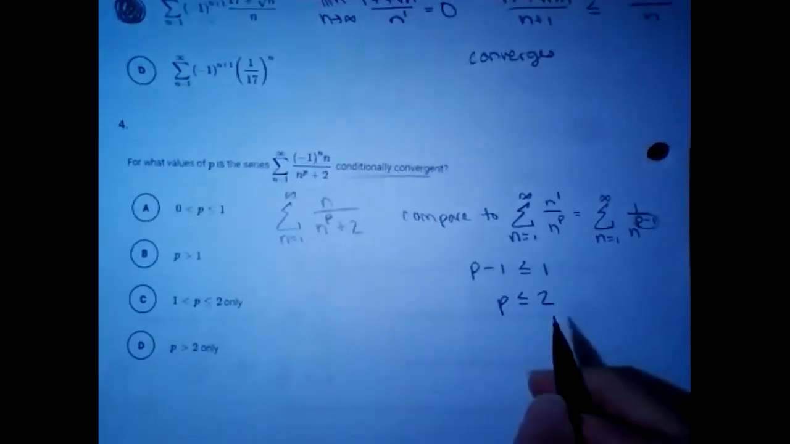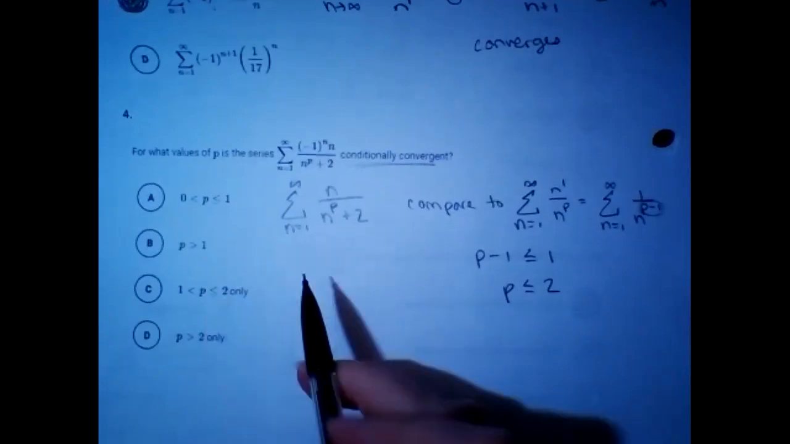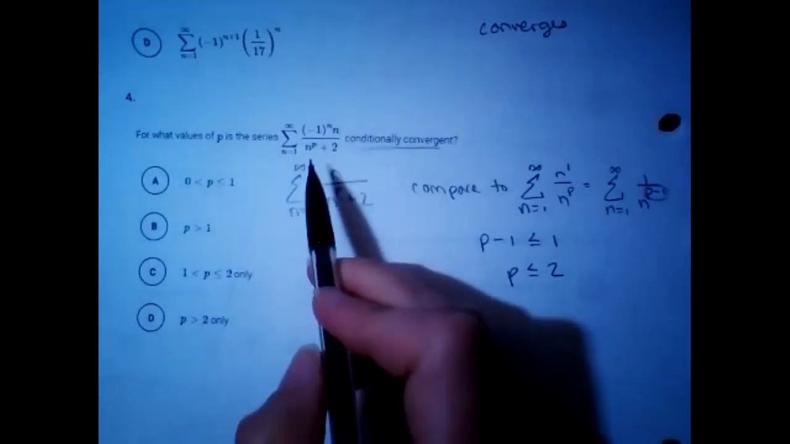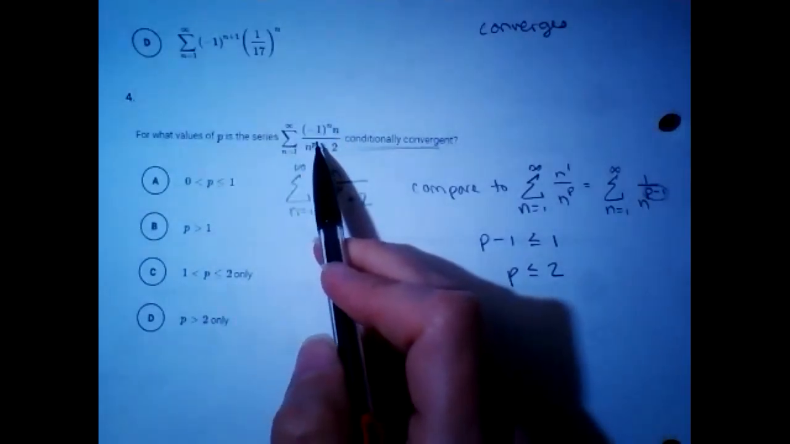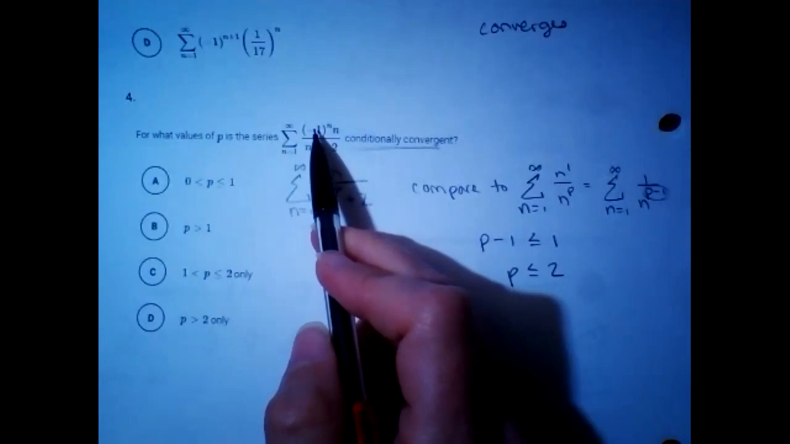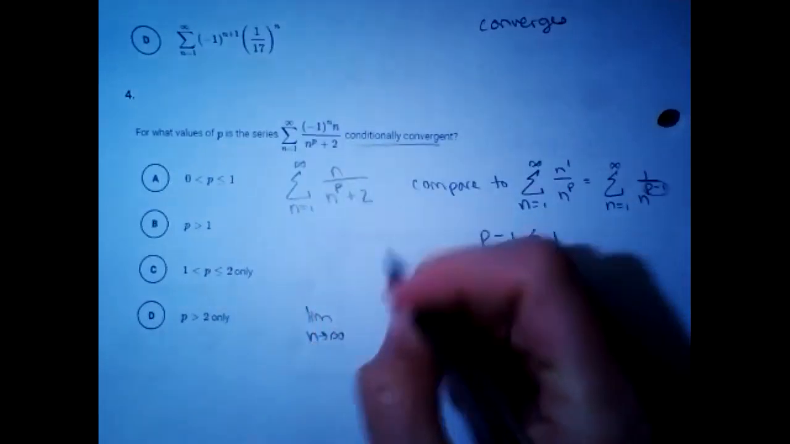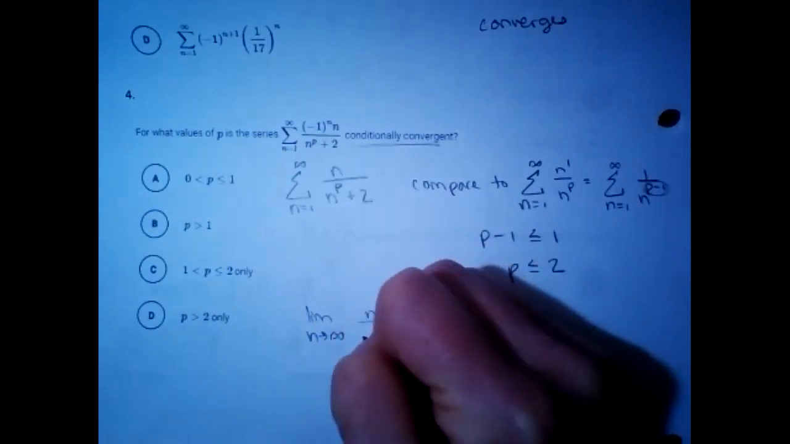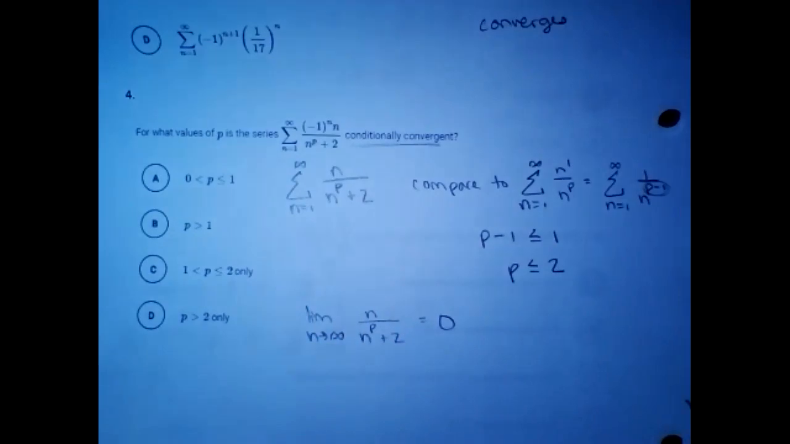And so you can honestly pick the answer just based on that. This is the only one that has a less than or equal to 2. But for the sake of being thorough, let me finish this up. We would need this series itself to converge. It is an alternating series. So we need the limit as n goes to infinity of this to equal 0.